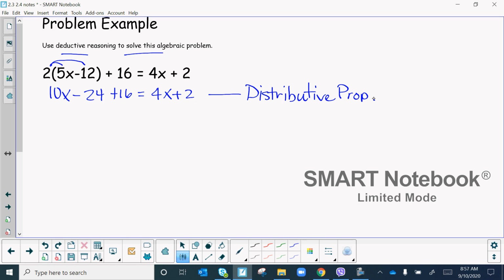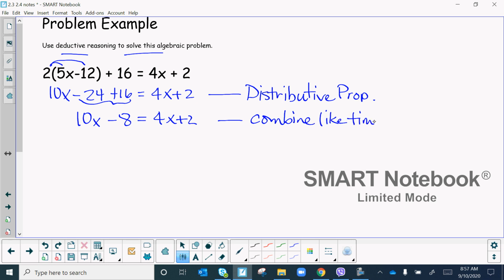Okay. The next step, I would probably combine those like terms. Okay, and you don't really want to do two steps in one. You have to do one step at a time, unfortunately. So 10x minus 8 equals 4x plus 2. So what's our reason on why we can write that? Well, there's a math rule called combining like terms. So you just have to write combine like terms. That's our reason why we were allowed to write this.